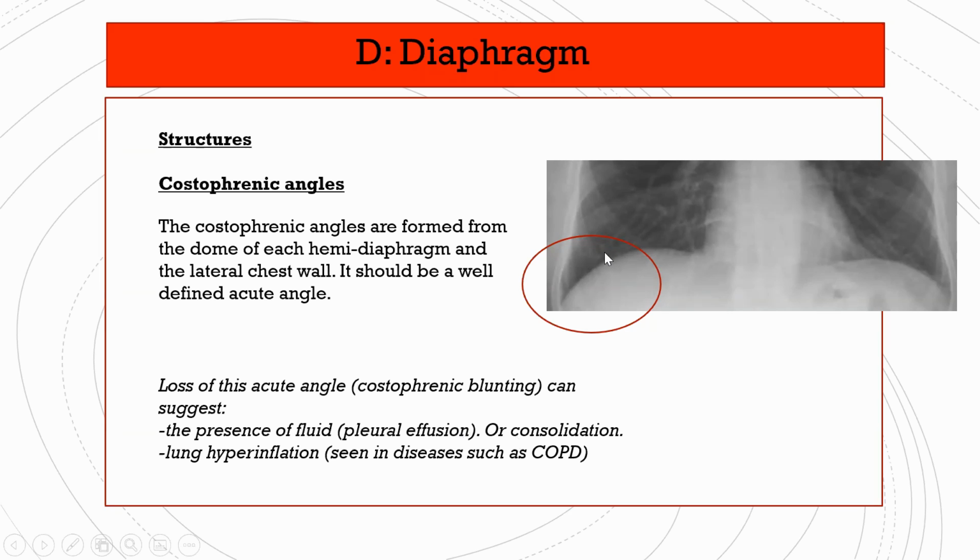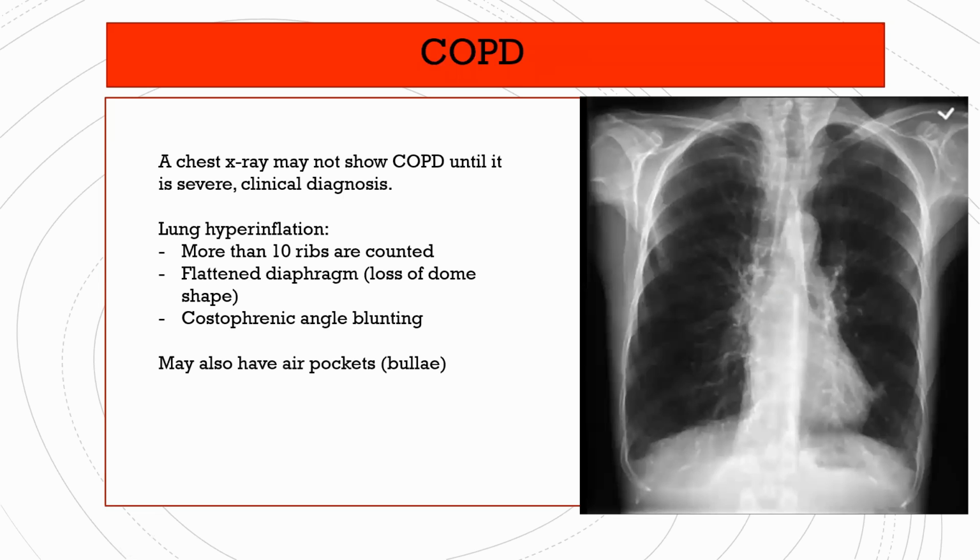Or otherwise, it can mean that there's too much air in the lungs. There's so much air that the diaphragm is flattened down completely. That's called hyperinflation. And then you lose this dome shape, okay? So this is an important slide about COPD. Hyperinflation, you can see there's too many ribs here. Look, how many ribs can you count? 1, 2, 3, too many ribs. And you have a flattened diaphragm. You've lost the dome shape completely, okay? And you have costophrenic angle blunting.